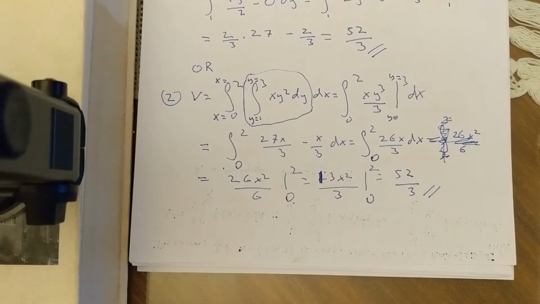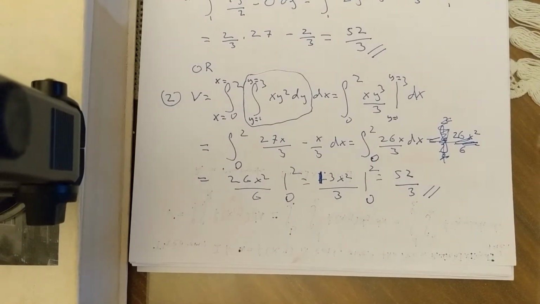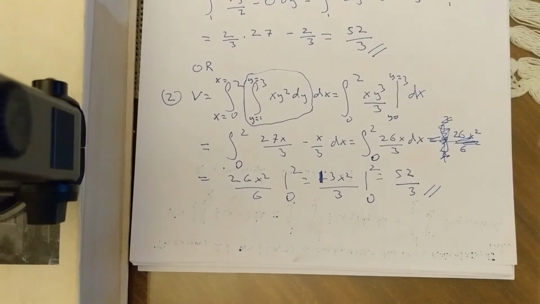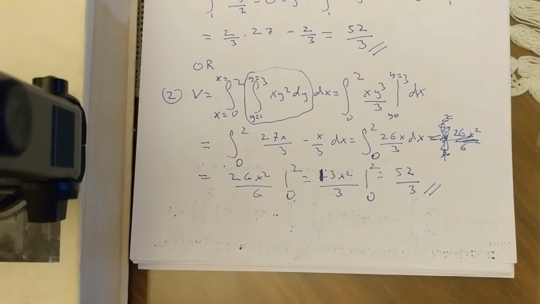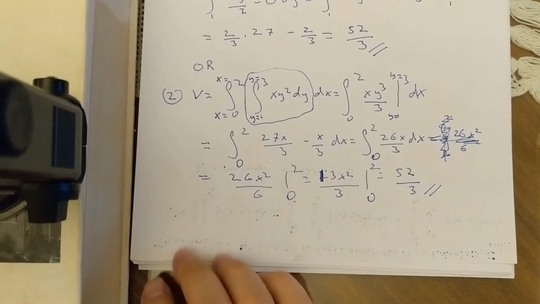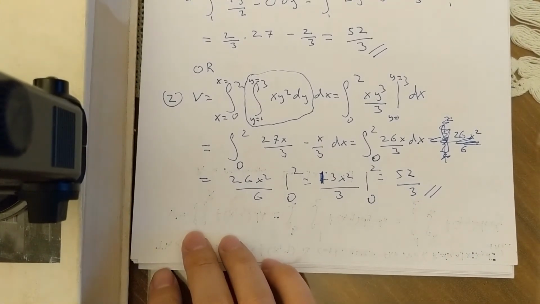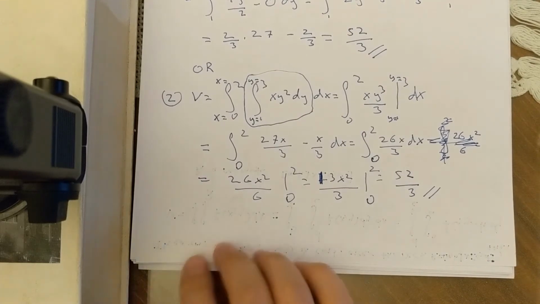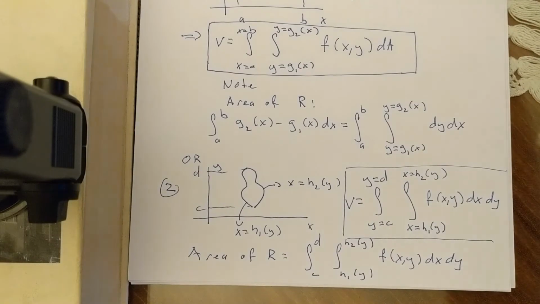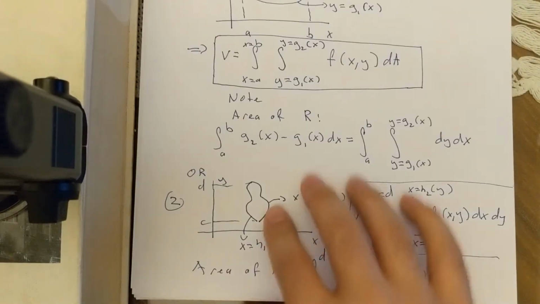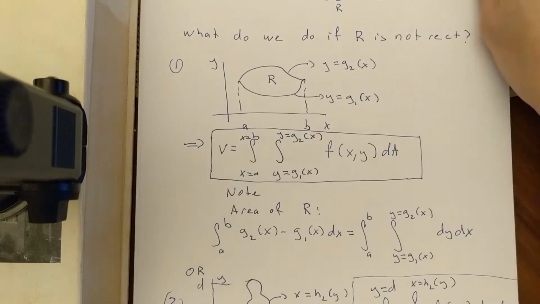At least over rectangular regions, we can calculate volumes now. Now, of course, the burning question is, well, what if you don't have a rectangular region? What if your region is really messed up? What if you have a weird region? Then what do you do? And that's what we're going to do next. So, volumes over general regions.